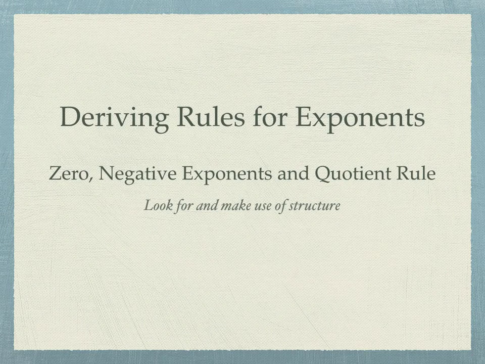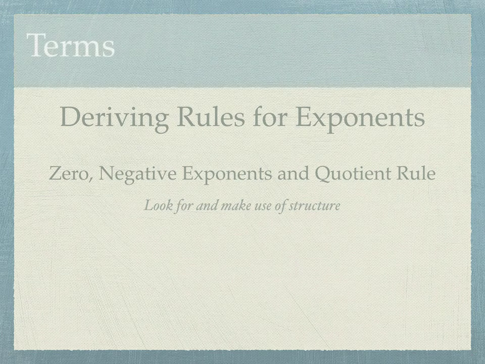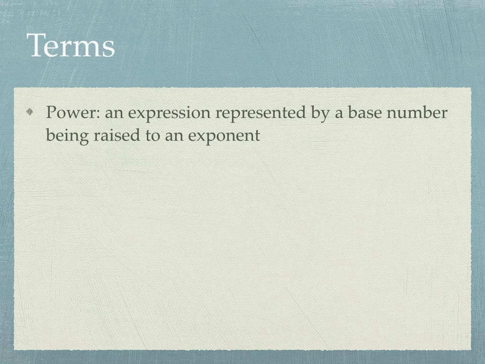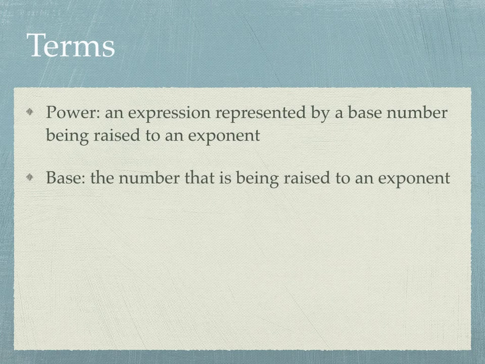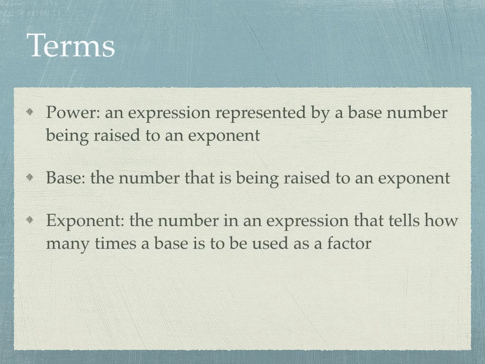Deriving rules for exponents. We'll be looking at the zero exponent rule, negative exponents, and the quotient rule. And we'll be looking for and making use of structure. A power is an expression represented by a base number being raised to an exponent. The base is the number that's being raised, and the exponent is the number in the expression that tells how many times a base is to be used as a factor.